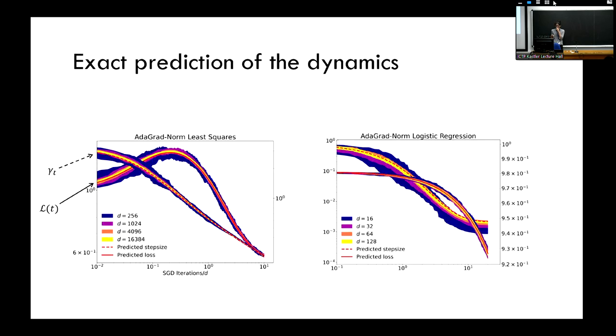And this is an example of how our theory works for the AdaGrad-Norm case. So this is the least squares, and you can see the learning rate and the risk. You can see that we really are able to track the dynamics. We also do it for the nonlinear case, for the logistic regression. You can see the same thing. So the equations are able to track the dynamics.